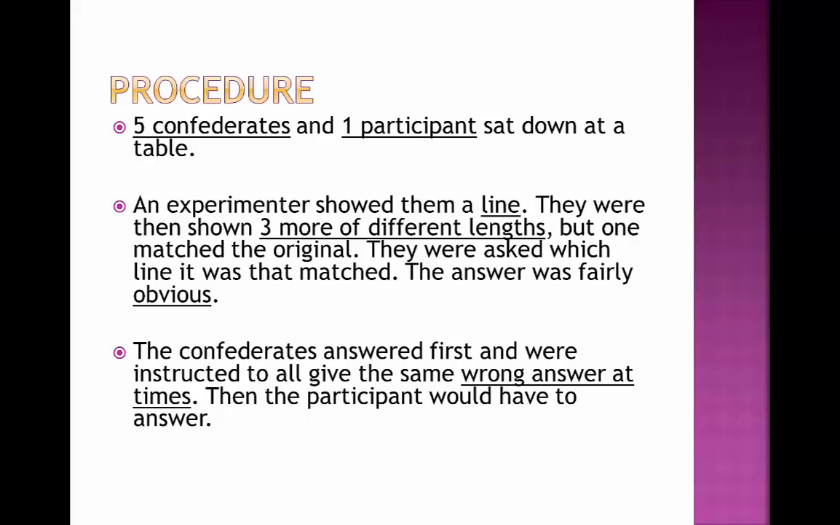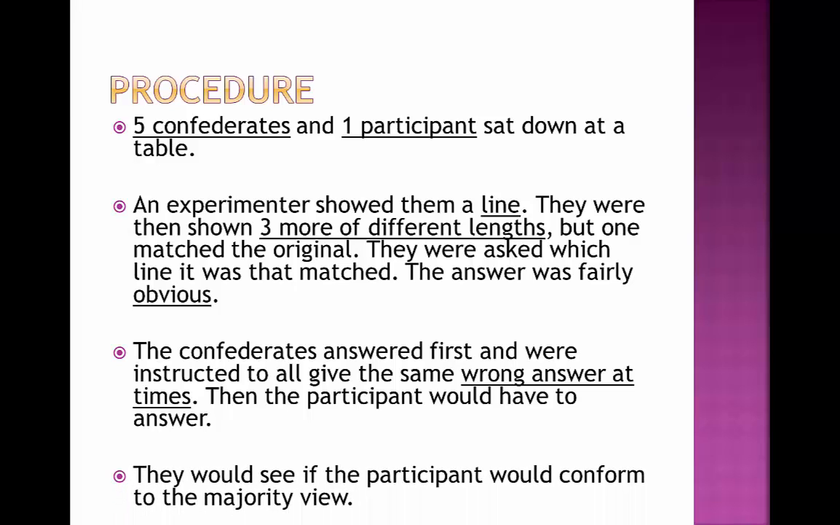The confederates were all instructed to answer first, and to give the same wrong answer at certain times. The participant at the end would then have to answer after all five of them went. They would then see if the participant would conform to the majority view of the confederates who gave wrong answers, or if the participant would say what they thought the right answer was, which was the fairly obvious answer.